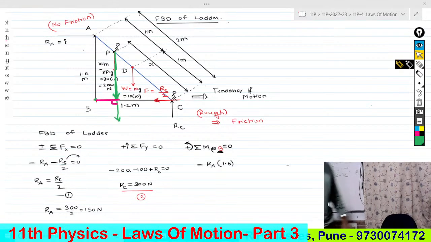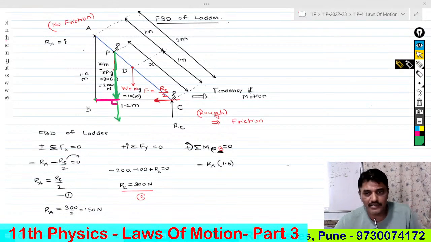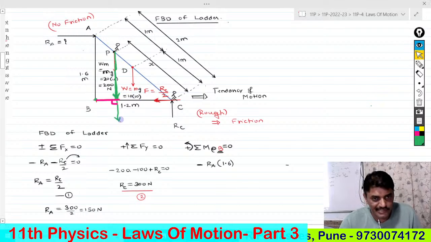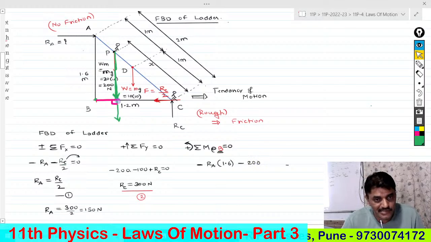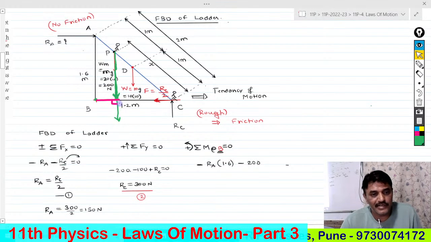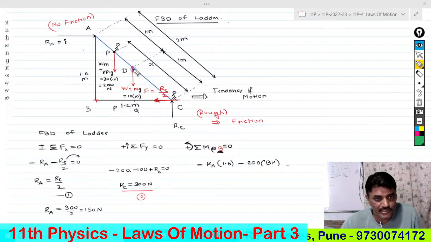You see? All right. So now I would say here, it is clockwise therefore minus, the force is 200 Newton and the perpendicular distance. Let me call these points B, C, D, P and this distance I call Q. The distance is BP, correct? Then the next one, this force and this perpendicular distance.